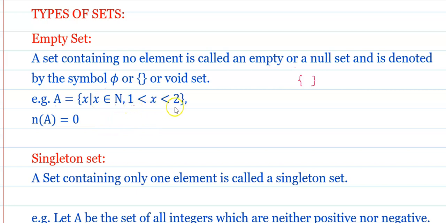म्हणजे 1 and 2 मध्ये राहणारा कुठला नॅचरल नंबर आहे का? तर देर इज नो नॅचरल नंबर. 1 नंतर डायरेक्ट 2 हा नॅचरल नंबर येतो. देर इज नो एलिमेंट्स and hence we write n of A is equals to 0. No element. Therefore, it is an empty set. Okay, it is a empty set and the number of the elements in the empty set is 0. Therefore, n of A is equals to 0.